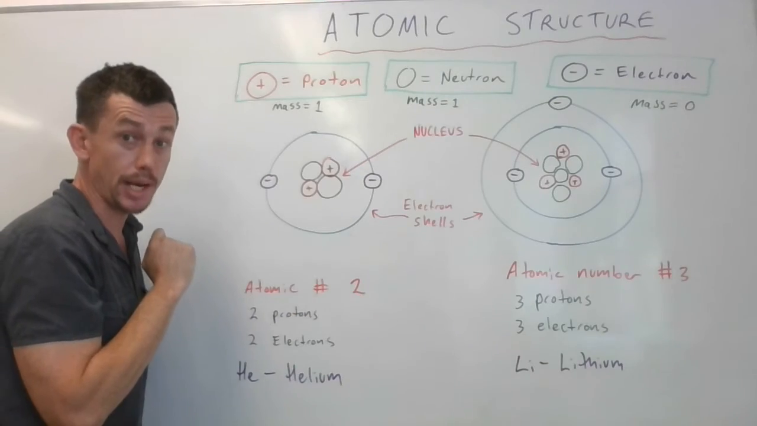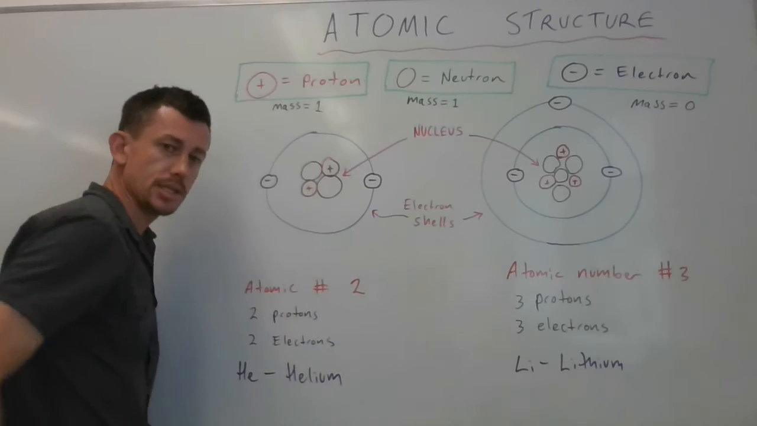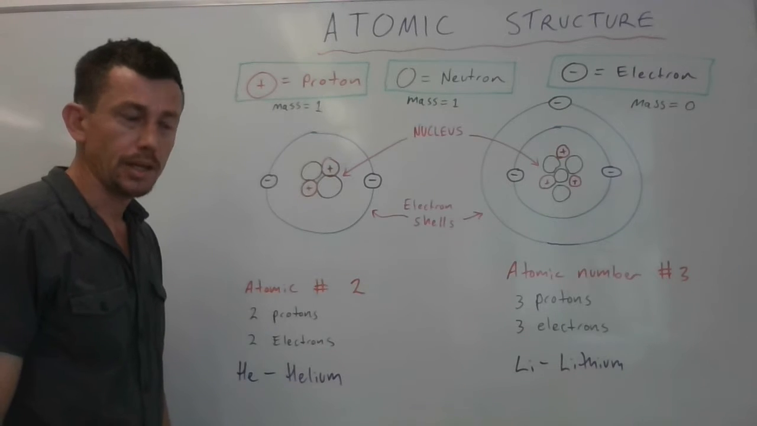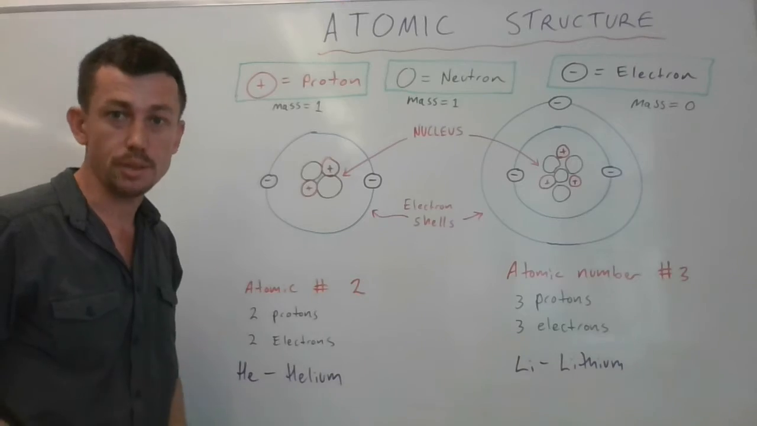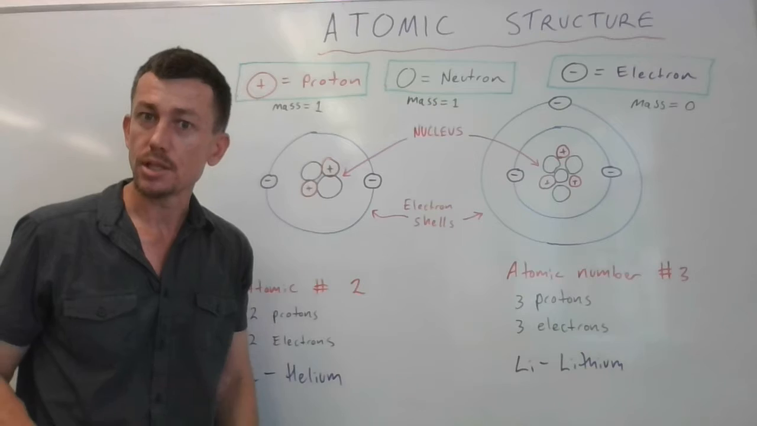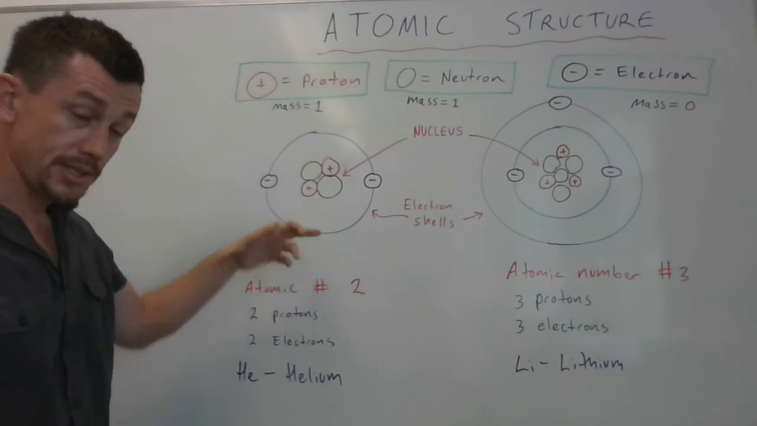But it needs to be pointed out that the protons and the neutrons are squished together in this tiny centerpiece called the nucleus. Now, the nucleus is a word you've seen before. In biology, it means the center of the cell where the DNA is contained. So what you can take from this is the nucleus is the center of something. Now, this nucleus is the center of the atom.